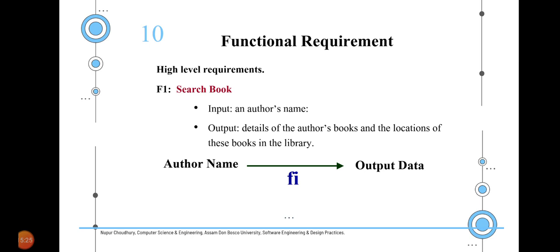I want a provision for searching a book, and when I am searching a book, my input data, which should be an author's name, is getting converted into the output data, which is the author's books that are available in that particular library, and the locations where these books are situated. So we have broken down the LMS activities into smaller sub activities based on the functional requirements of the entire system.